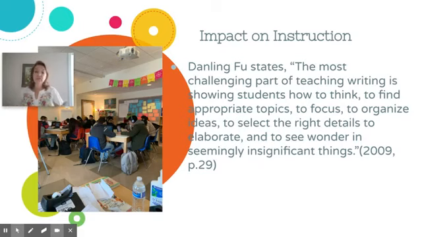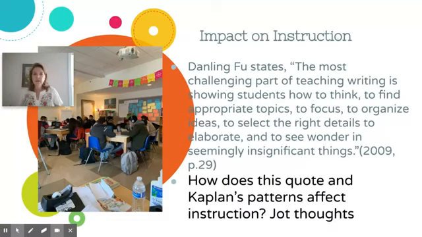So if we look at both this and Kaplan's idea, how do those affect instruction? Jot down some thoughts. Writing is the hardest thing. I find more teachers avoidant of teaching it in different grades than those of us who enjoy it, but it is frustrating. It is hard to teach. There is no one right way, and it is voice and it is discourse and the power of enjoyment. So we need to find that for our students and help them find that for themselves.